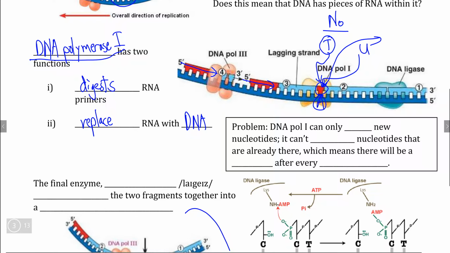Now, if you look carefully in this diagram, it appears like there is a mistake because it looks like this Okazaki fragment is not actually physically connected with this Okazaki fragment, but that hole right there is not actually a mistake. It's there intentionally to show one of the limitations of DNA polymerase 1.